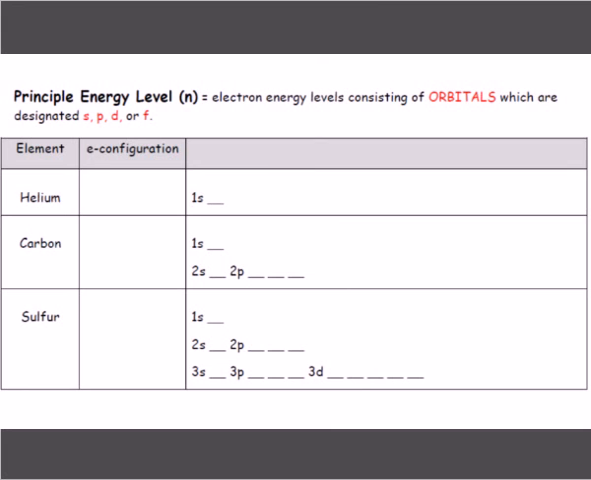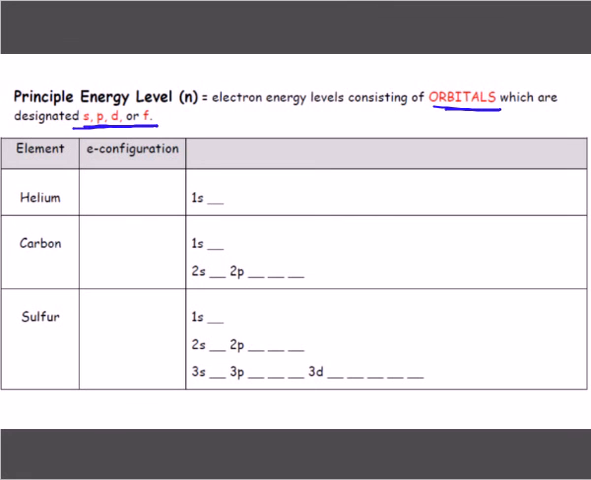Now we're going to talk more about these things called principal energy levels. All right, so this is on the next page in your notes. And Peter, this is going along with what your question was. So guys, a principal energy level is just an electron energy level that consists of orbitals, which are designated as S, P, D, and F. Now, we're not going to get into the specifics of these. Again, they're homes where the electrons are.